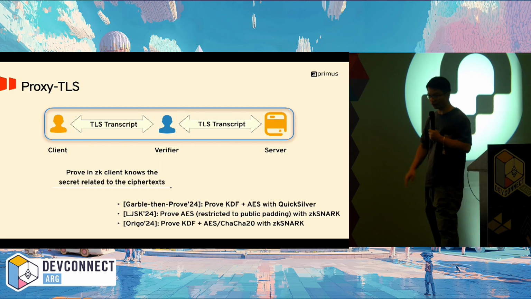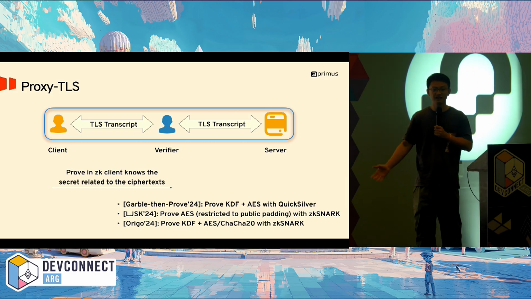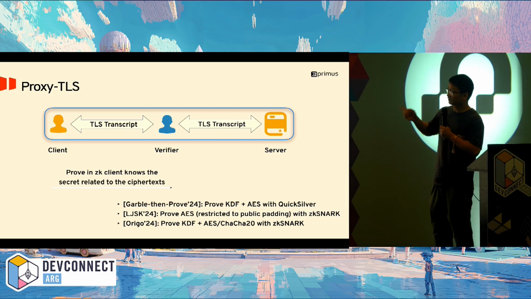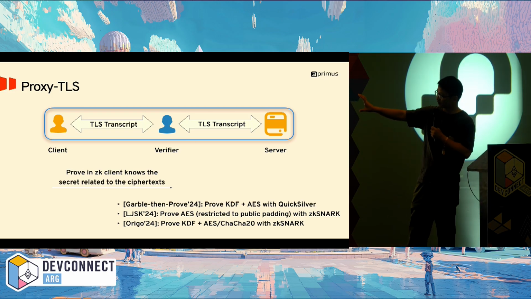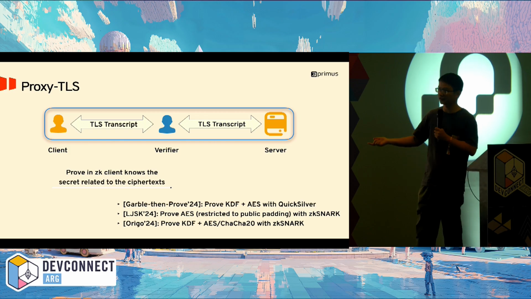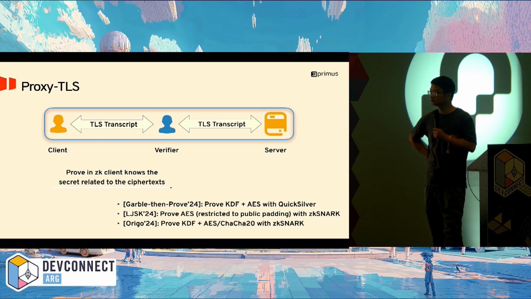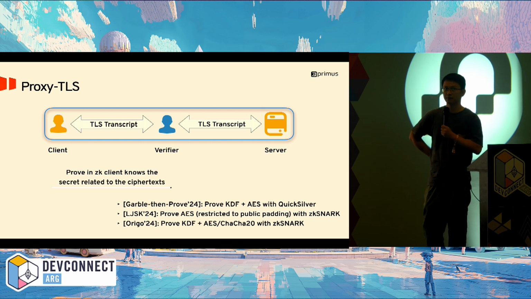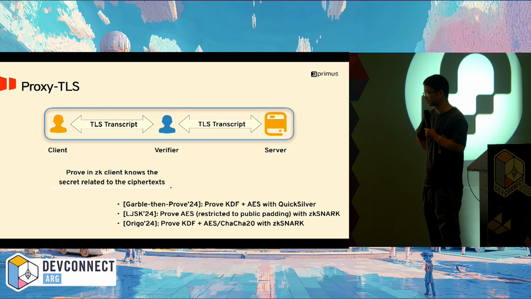And for the proxy mode, there are a lot of ways you can use it, and it's very simple. First, the verifier gets all the ciphertext of the transcripts, and then the prover, the client, just proves in zk that I know everything about that. So the framework is very simple, but in the details we have a few choices there.